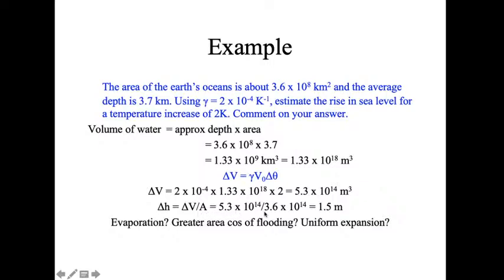5.33 times 10 to the 4 divided by 3.6 times 10 to the 14. Right, and here we're going from kilometers to meters and squaring it. So that would be 1,000 squared, which is 1 times 10 to the 6 more, so we increase our exponent by 6. And we end up with an increase of 1.5 meters around the world.